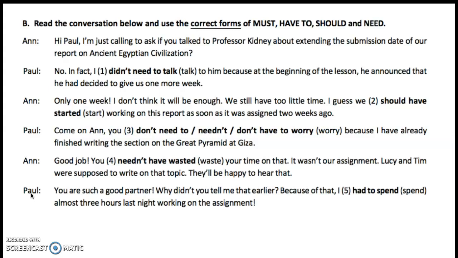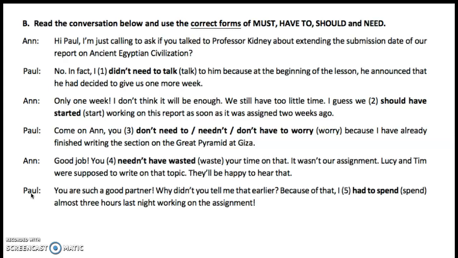Question number 2. Should have verb 3 is used to make a past criticism. And here, the students are criticizing themselves by saying that it would have been a good idea if they had started studying earlier.